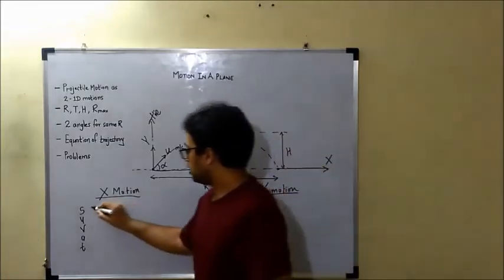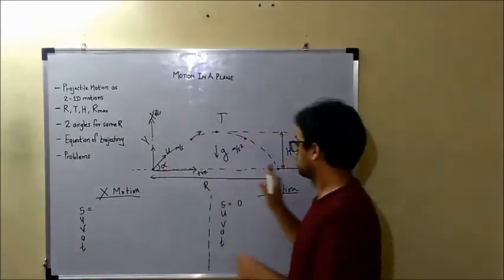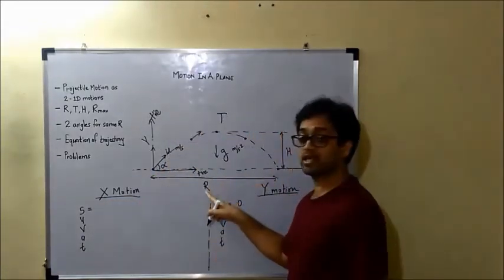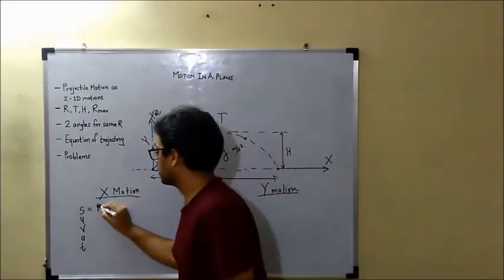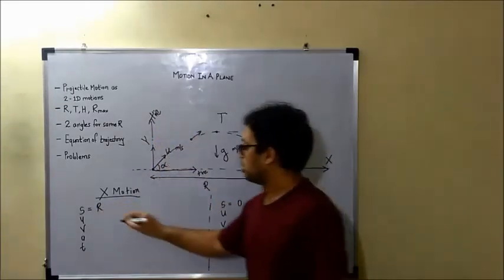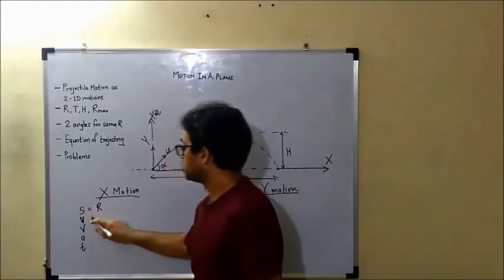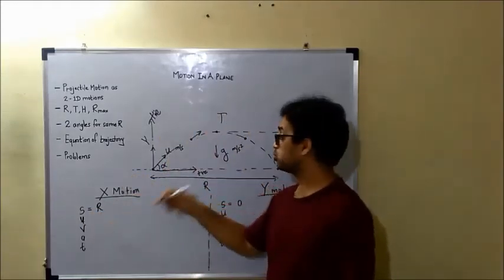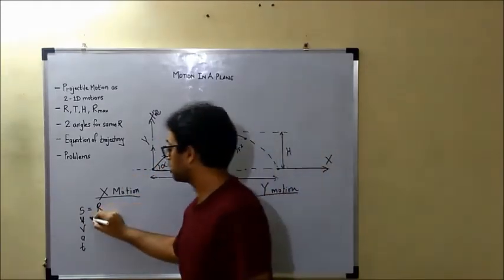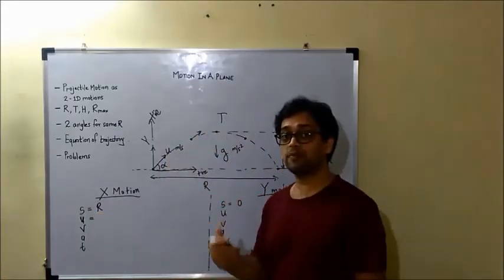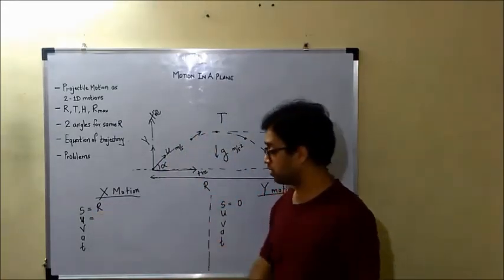Now, x motion's displacement, it is this much, but what have we designated it as? R, that is our range, right? Now, u, this u will stand for x motion's u, that is horizontal u, and it will be equal to, try to recall the basics of trigonometry that we have seen in the previous chapter.